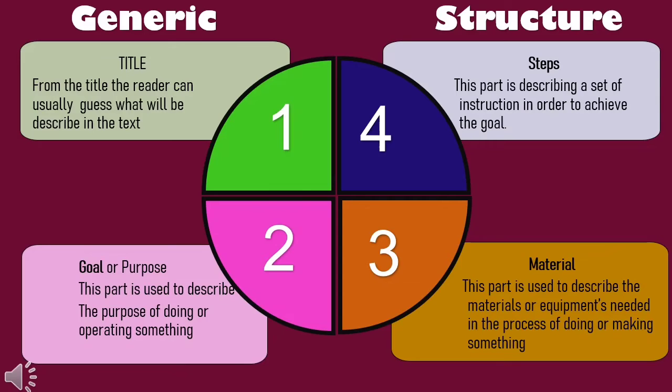For example, if the title says how to operate a computer, by reading the title, the reader can imagine what kind of steps will be described. And then the goal or the purpose. This part is used to describe the purpose of doing or operating something. However, sometimes we do not put the goal or purpose in the procedure text since the goal can be seen in the title of the text.